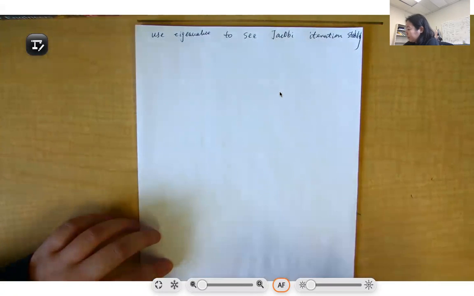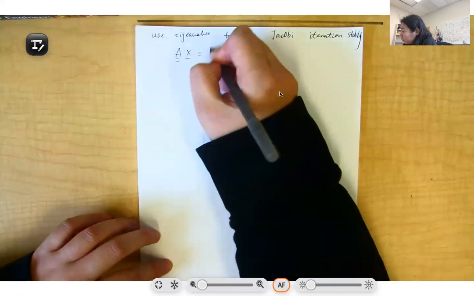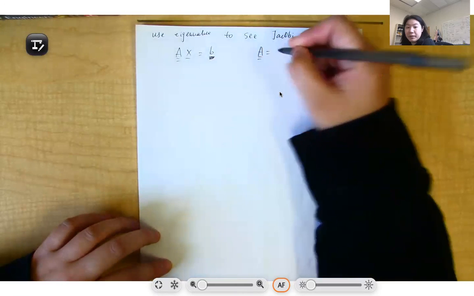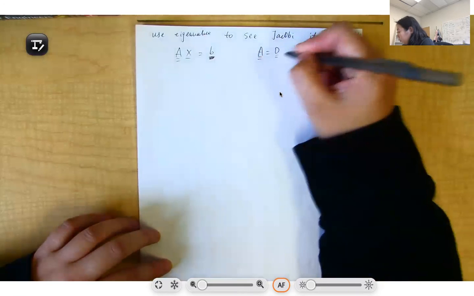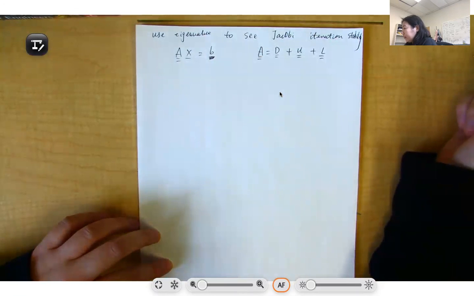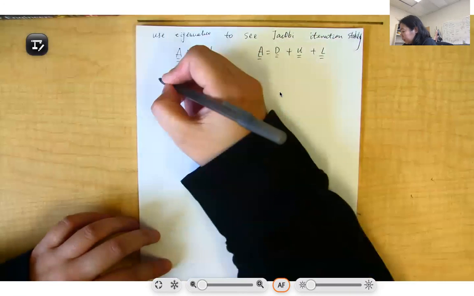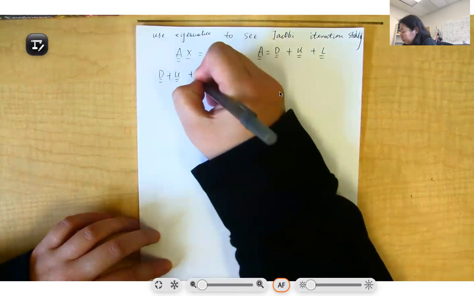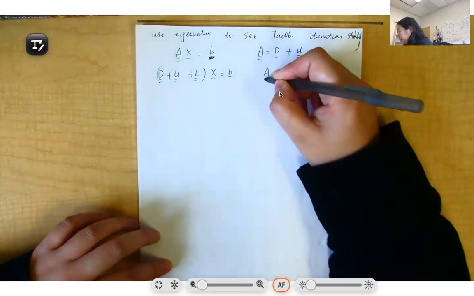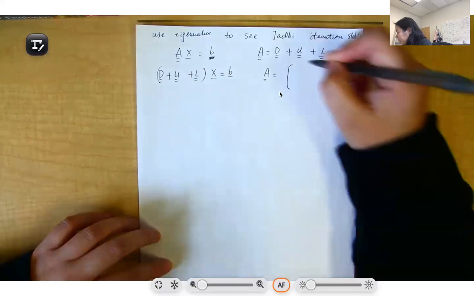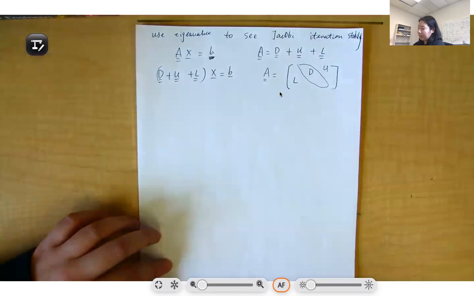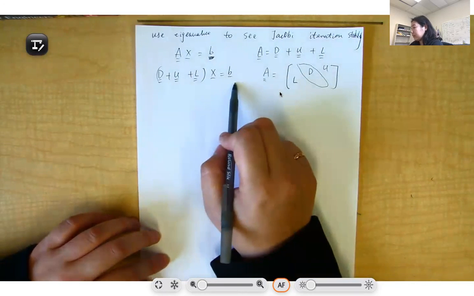Okay, and we have our system, which is AX equals B. If we can write our A matrix as three components, which are the diagonal component, the upper triangular, and the lower triangular, then we can rewrite our system as (D plus U plus L) times X equals B. The A matrix can be written as diagonal, lower triangular, and upper triangular. Then we can write our system like this, right?